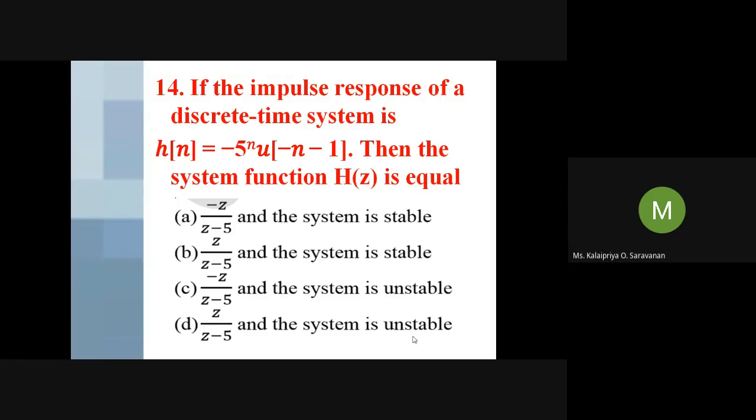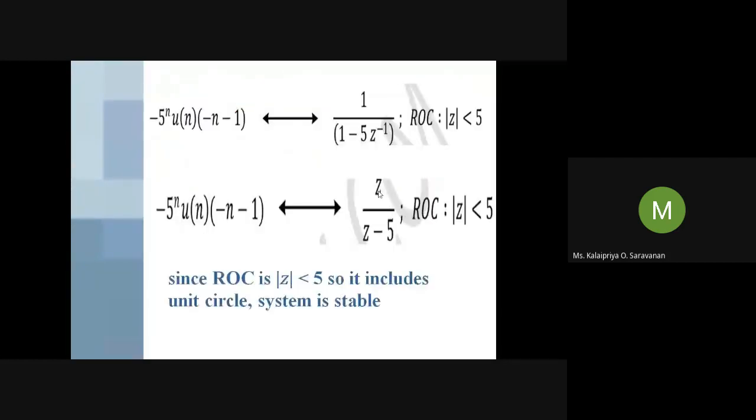Now, to find out whether the given system is stable or unstable, you will have to analyze the poles of the transfer function. So what is the pole here? You have it as z by z minus 5. The ROC here becomes z less than 5. So if it is modulus of z less than 5, you will have to check whether your ROC is including the unit circle. If your ROC is including the unit circle, this is another way to find out whether the system is stable or not.